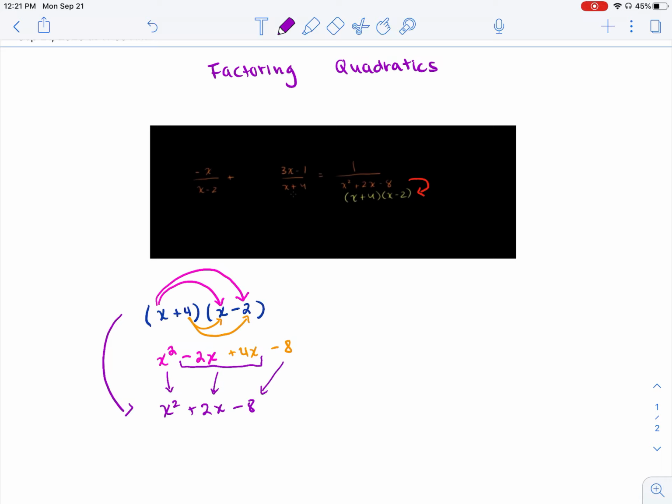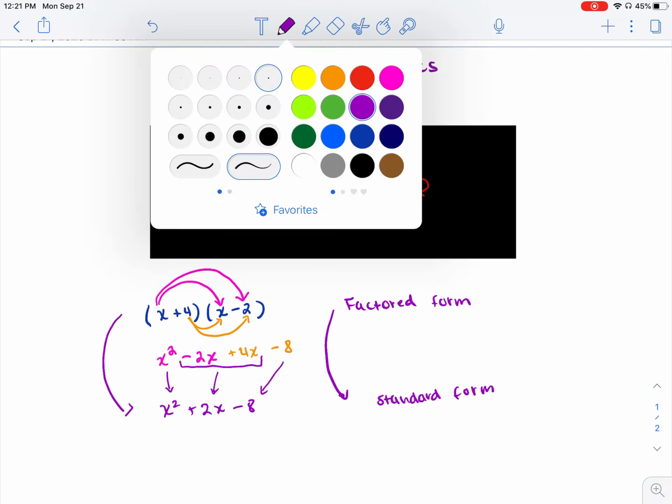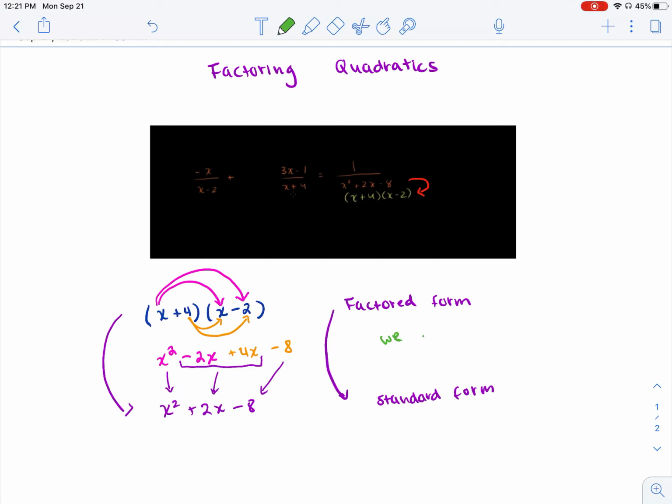Bam. So here, using the distributive property, we can go from factored form to standard form. And let me write here that we used the distributive property 2 times, because we used it here once for the pink, and we used it again for the orange.